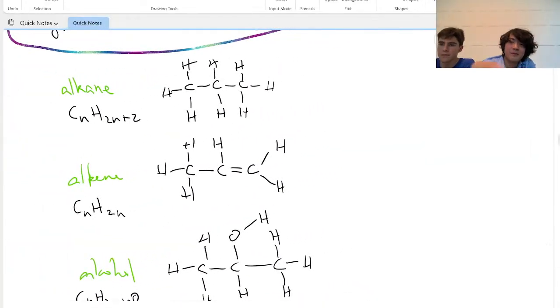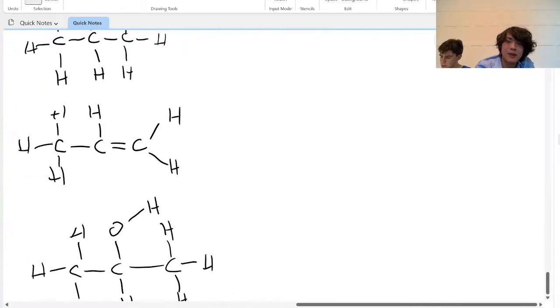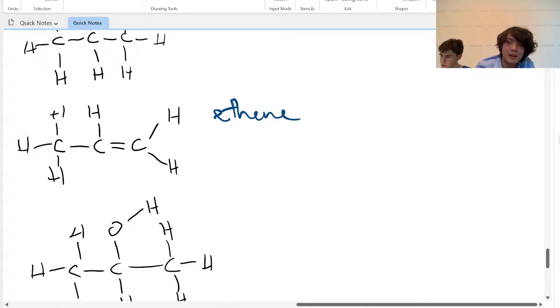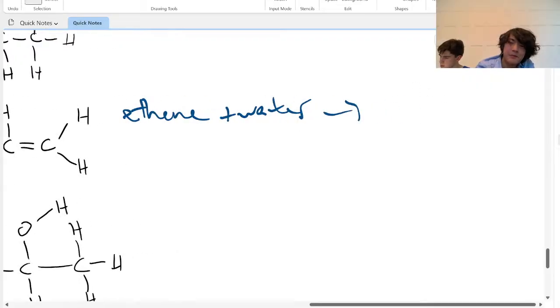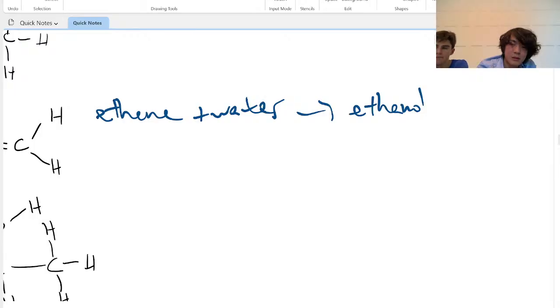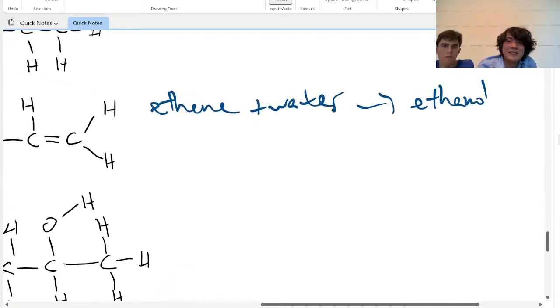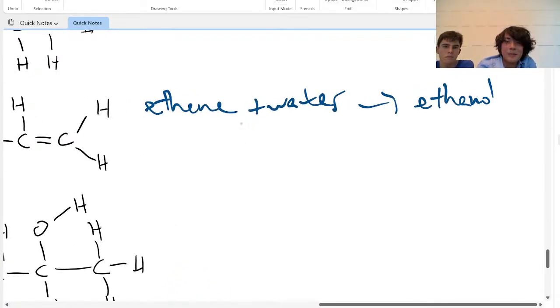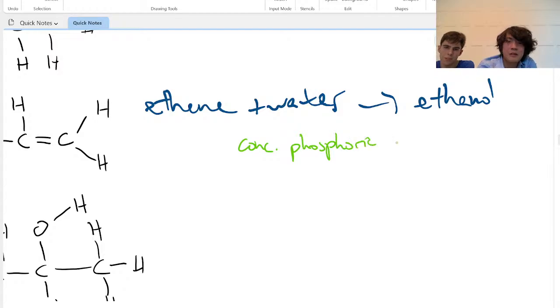Hydration of alkene. So with an alkene, if you have ethene and you add water, it becomes ethanol. You need to know the conditions of this reaction for Edexcel at GCSE, and that is phosphoric acid, 300 degrees Celsius.